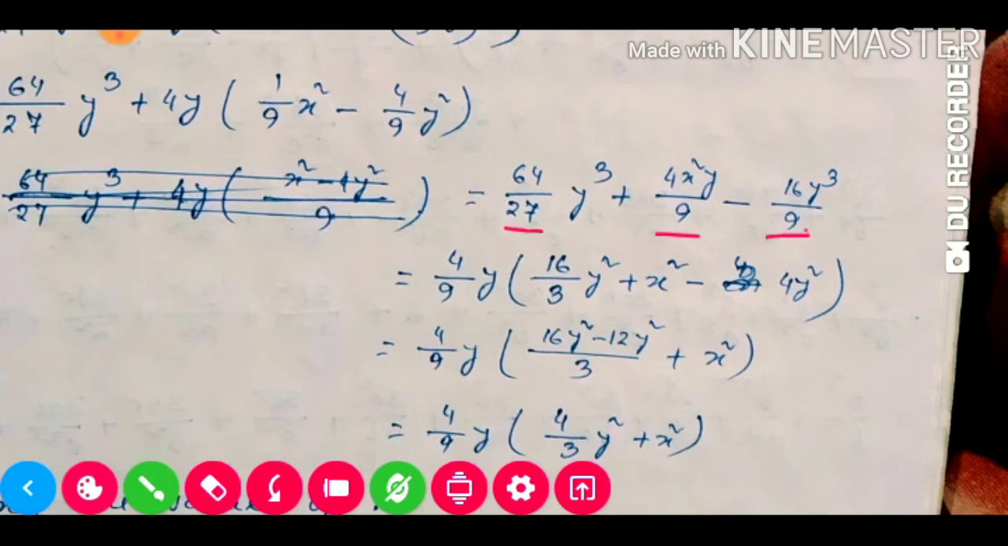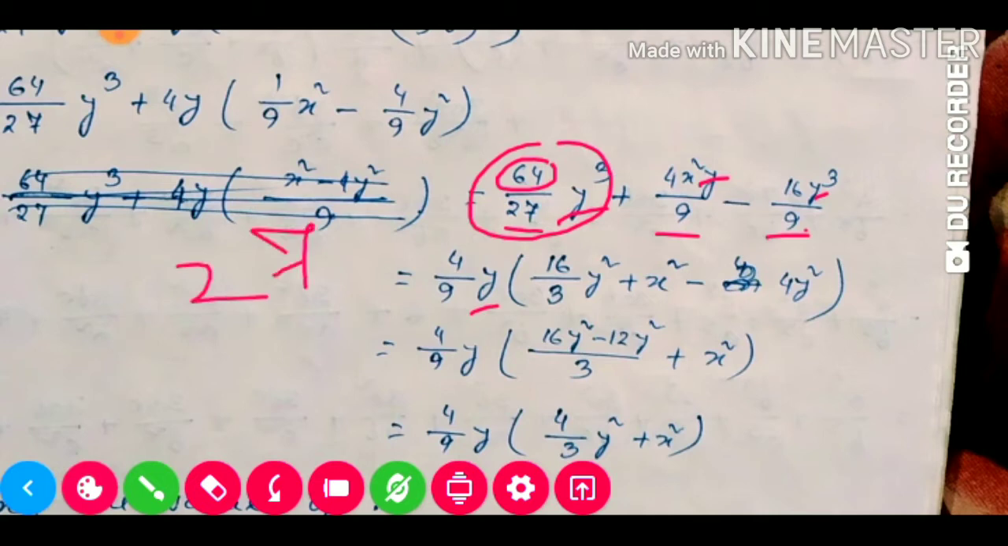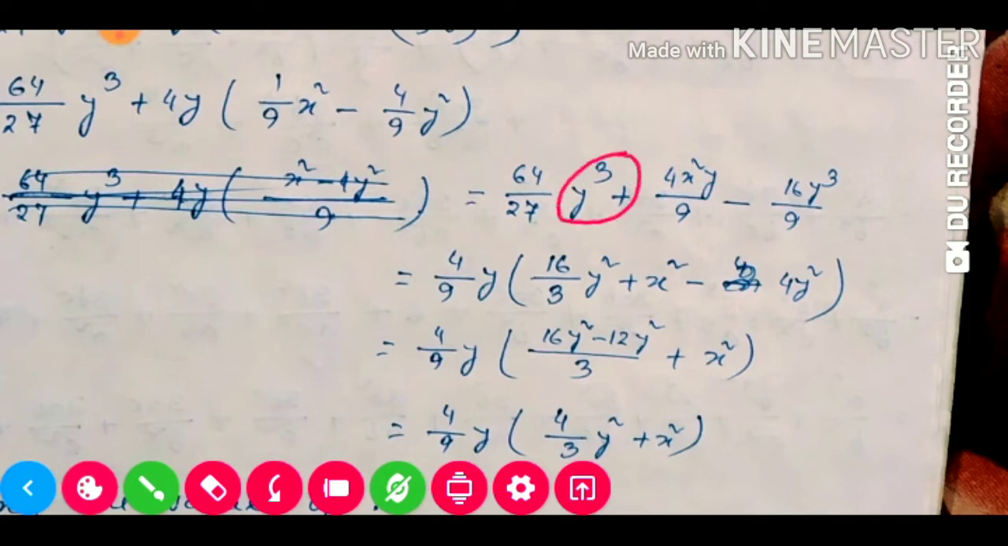And what other thing is common? Here y 3 times, here 1 time, here 3 times. So 1 time we are able to take common. So we will take y as common. If we take from this group 4 by 9y, then what will remain? This one divided by 4. So 4 into 16 will be 64, and 27 divided by 9 is 3. So 3 will remain, and from 3y, 1y we take common, so 2y will remain.